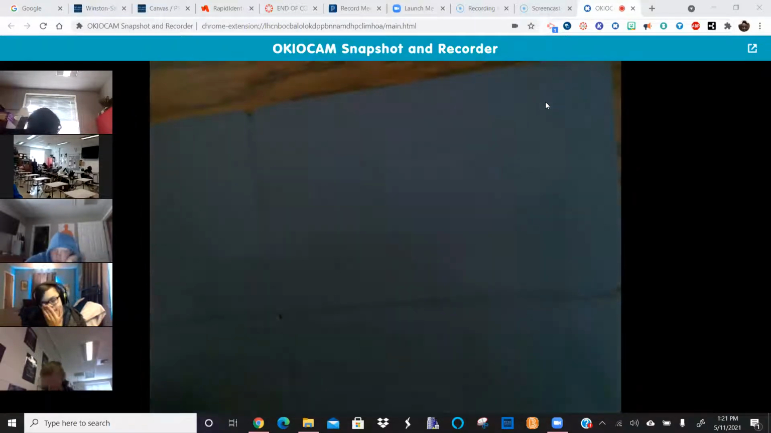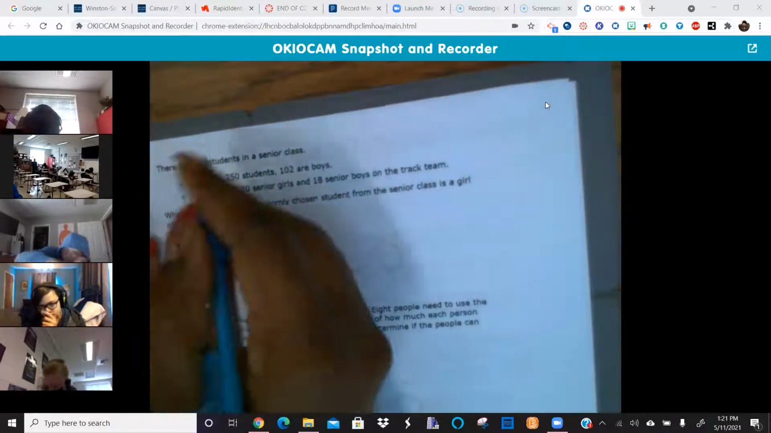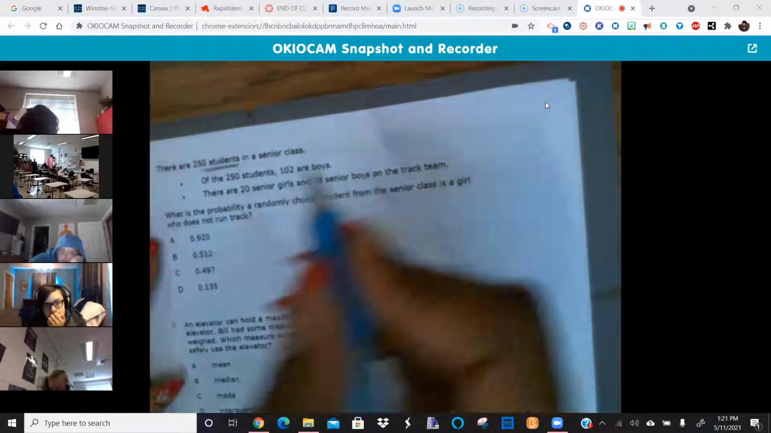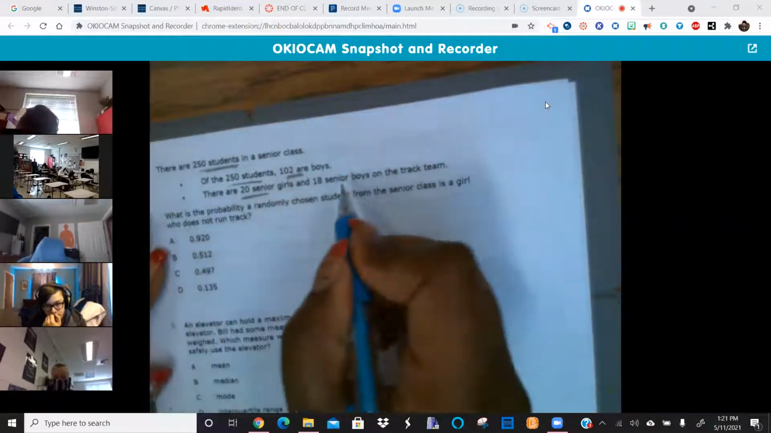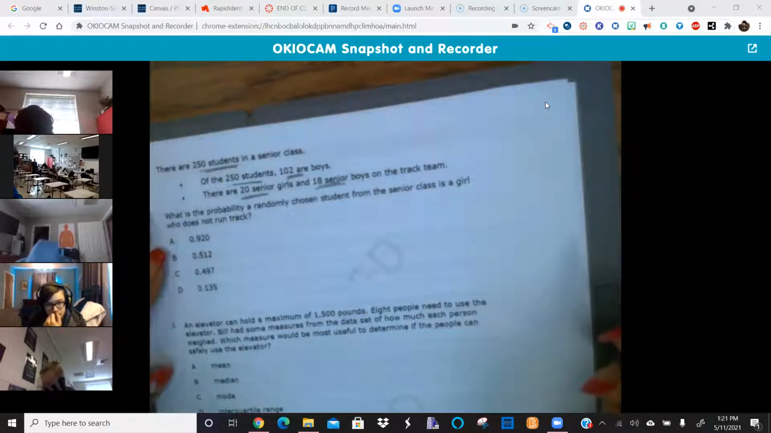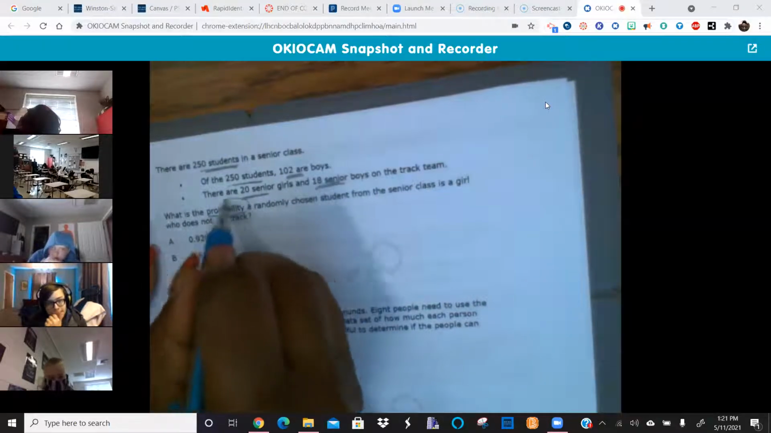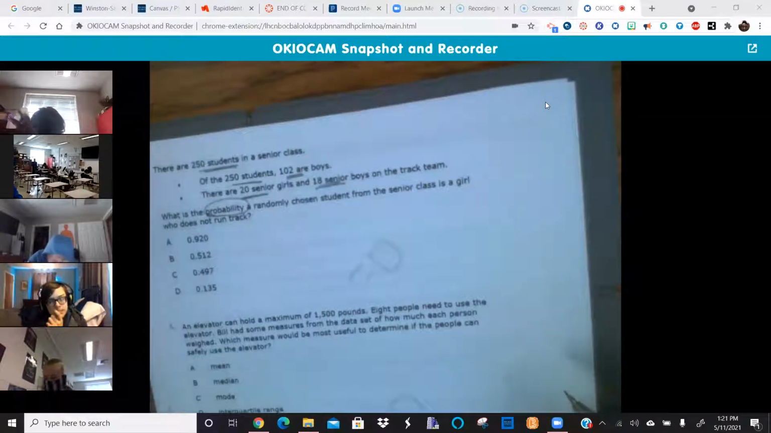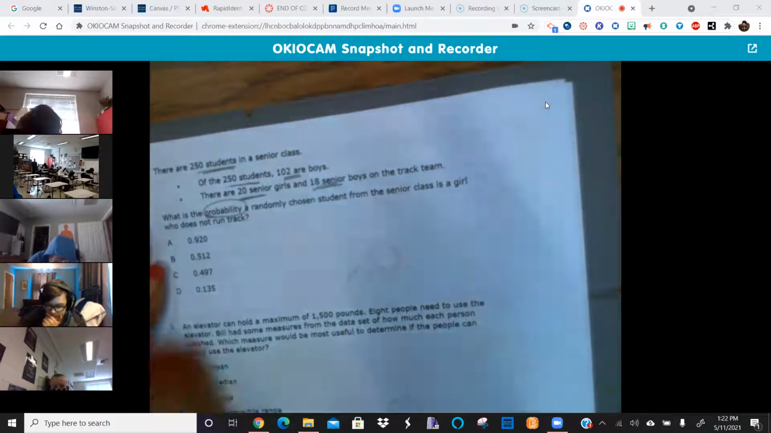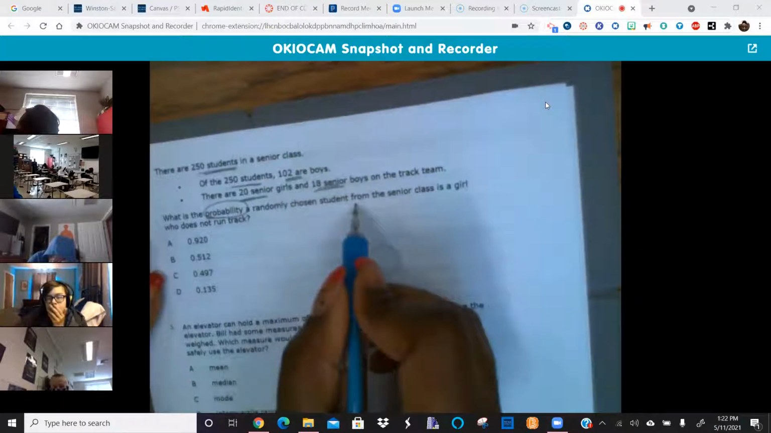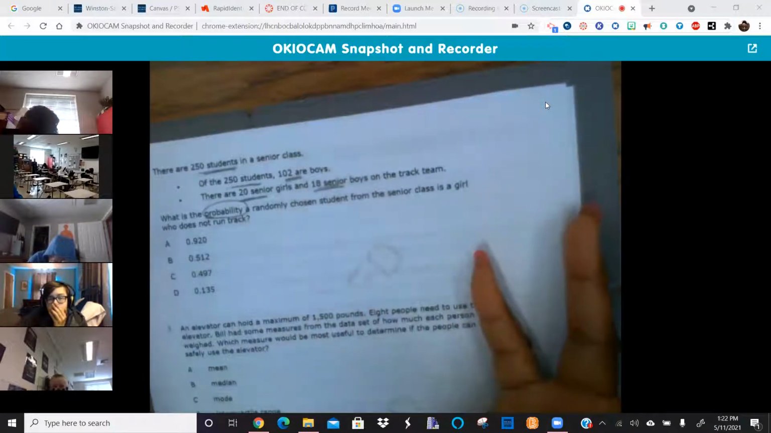Number 4, okay. Number 4, there are 250 students in a senior class. Of the 250 students, there are 102 boys. There are 20 senior girls and 18 senior boys on the track team. Again, it's probability. Well, the definition for probability first is going to be the chance that something may occur. Okay. The formula for that one is going to be your favorable outcome divided by the total. That's how you find probability. So what is the probability a random student from the senior class is a girl that does not run track?